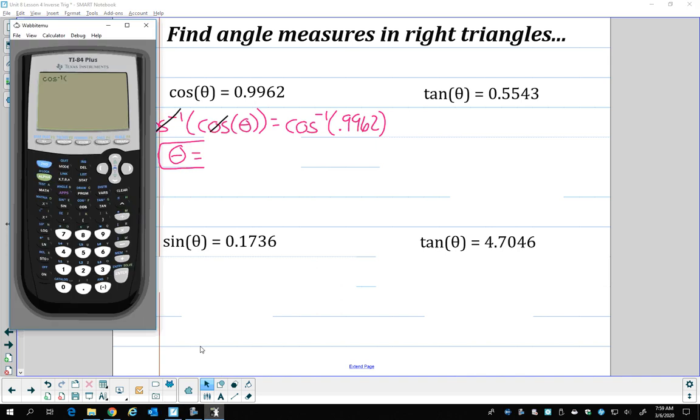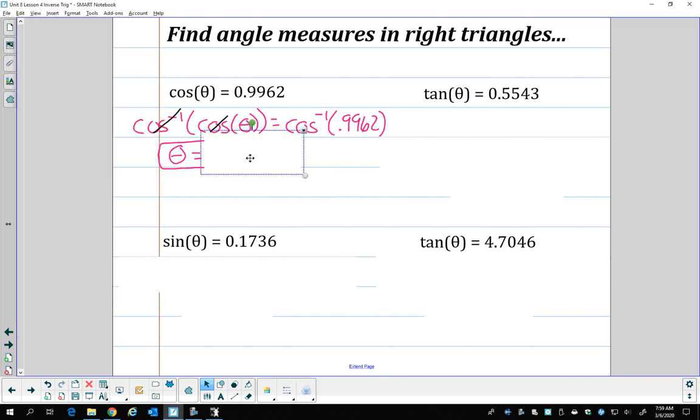And so in our calculator, we make sure that we are in degree mode. I'm not, so let's go change it to degree mode. And then I'm going to do my second cos to get that inverse, and I'm just going to plug in that decimal. And I'm going to round to the nearest degree, so the cosine inverse of this 0.9962 is about 5 degrees. So in a right triangle with a 5-degree angle, if I took the cosine of that angle, it would be 0.9962.